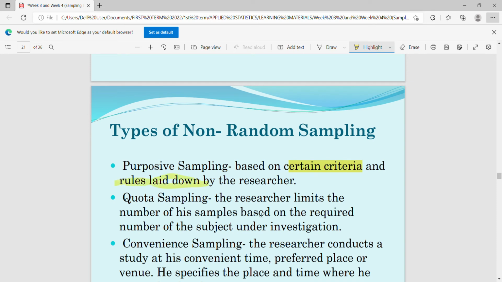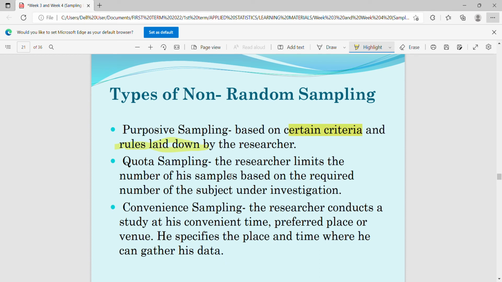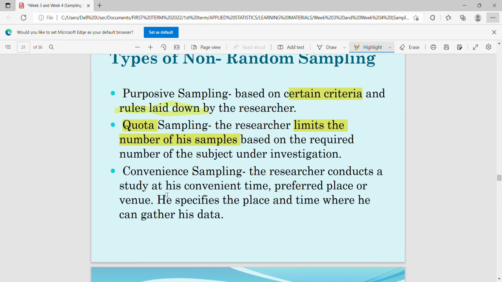Another is the quota sampling. The researcher limits the number of his samples based on the required number of subjects under investigation. So from the word quota, there is a limit on the number of his sample or samples. Naikota siya. Then next we have the convenience sampling.